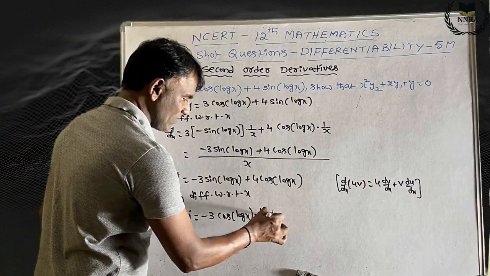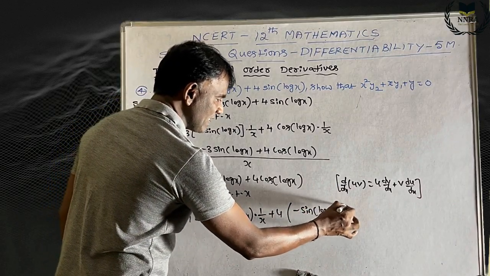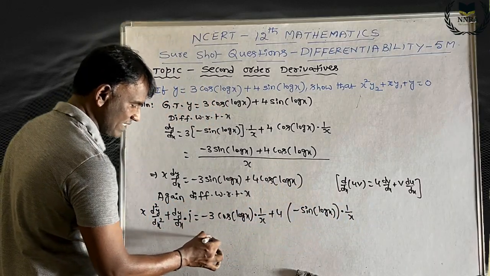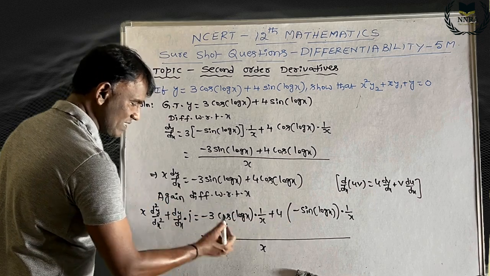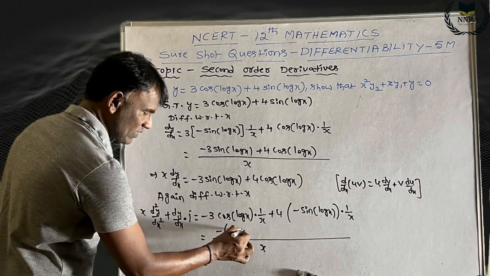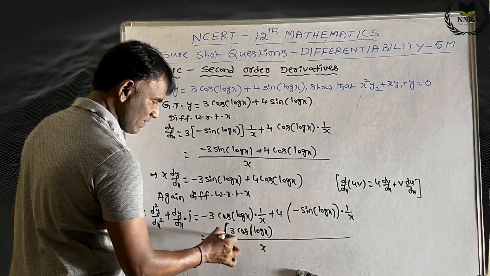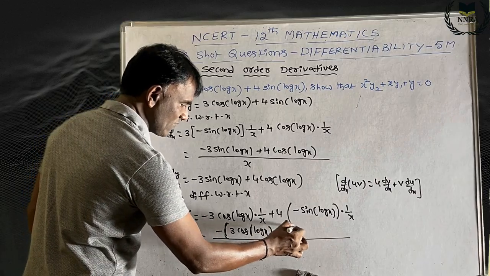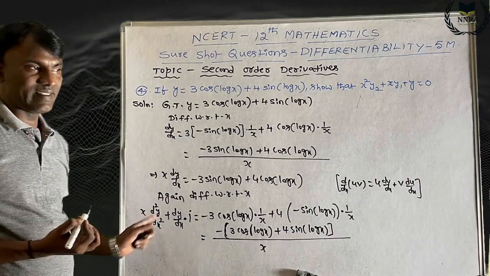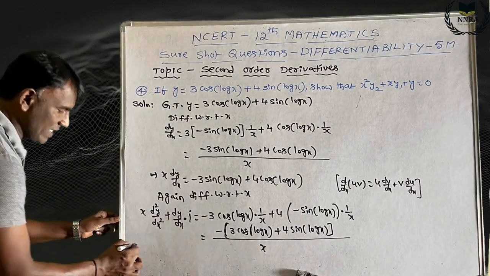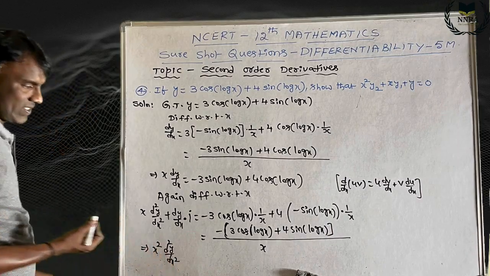And coming to this, 4 into derivative of cos is minus sine, then minus sine of log x, then again 1 by x. Now again take LCM. So that is x, right? And in this minus is common, right? What's the remaining? So 3 into cos of log x, right? And minus is common, then again it is also plus 4 into sine of log x. Clear? In next step, just write x this side. So x into x, I am writing direct step. Okay, x square d square y by dx square.